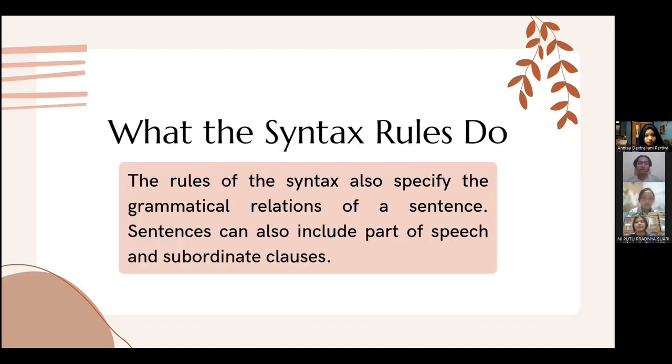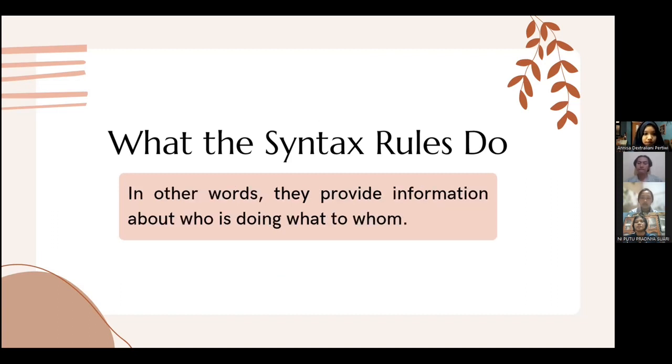Now, the rules of syntax also specify the grammatical relations of a sentence. A sentence can also include parts of speech, such as adjectives, adverbs, prepositional phrases, subordinate clauses, and direct and indirect objects. So, in other words, they provide information about who is doing what to whom.